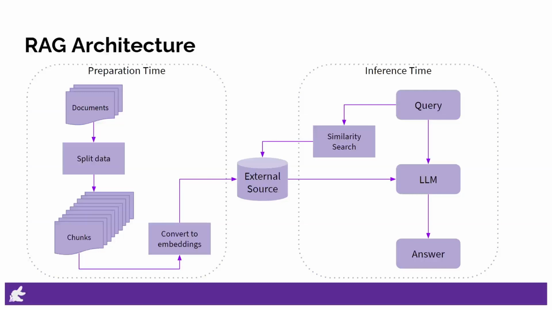During inference, when a user provides input, we use this input to find similar or relevant items from the vector database or external sources. The input and the output from the external source are fed into a large language model to generate a reliable output. This approach combines the benefits of both retrieval and generation techniques.